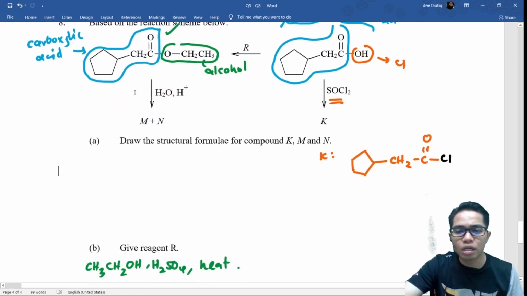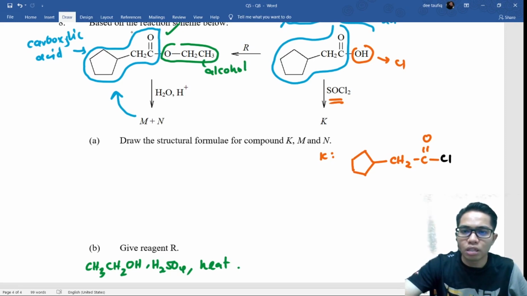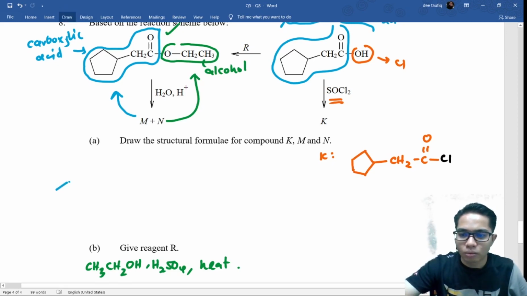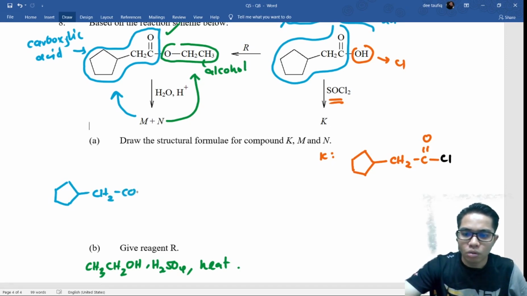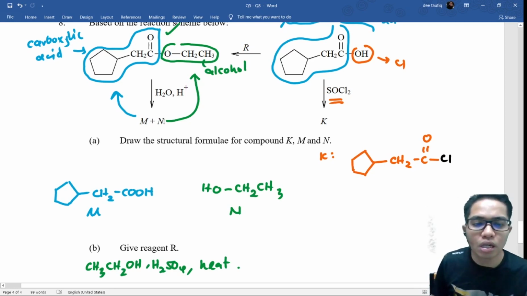Alright. And then dia buat dengan H2O, H+, so dia pecah balik kepada asal punya structure M dengan N. So katakanlah M nya adalah ini. So let's say this M is from kita punya carboxylic acid, meaning kita punya N daripada alcohol. Okay, so saya guna color biru untuk carboxylic acid. CH2COOH. Ni saya punya M. Dan saya punya N akan jadi OH CH2CH3. Okay, so itu structure K, M dengan N.